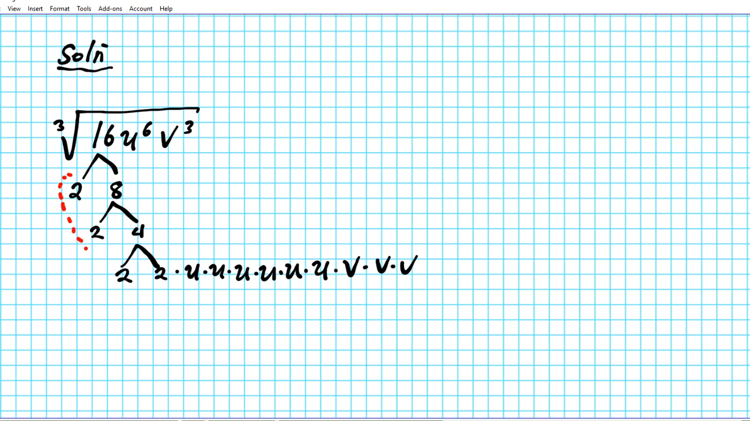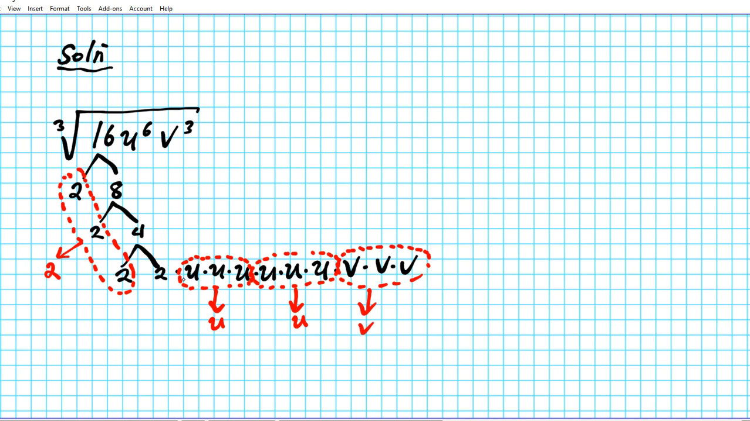So we have 3 2's here. What is the cube root or third root of 2 times 2 times 2? The cube root or third root of 2 times 2 times 2, or 2 to the third, is simply 2. Okay? And then for the u's, we have 3 u's here. The cube root of u times u times u is just u. And then we have another set of 3 u's here. The cube root of that, u to the third, is another u. And then v times v times v, the cube root of that is v.